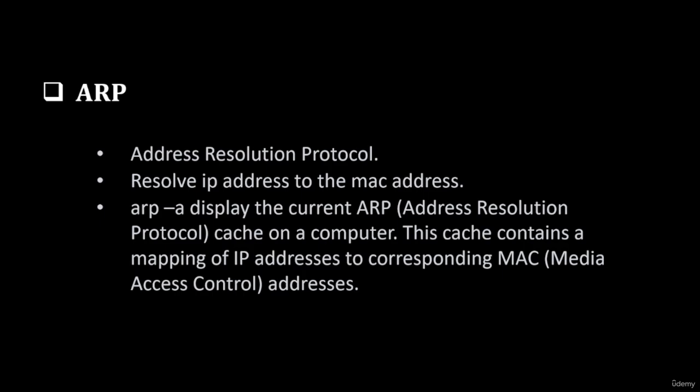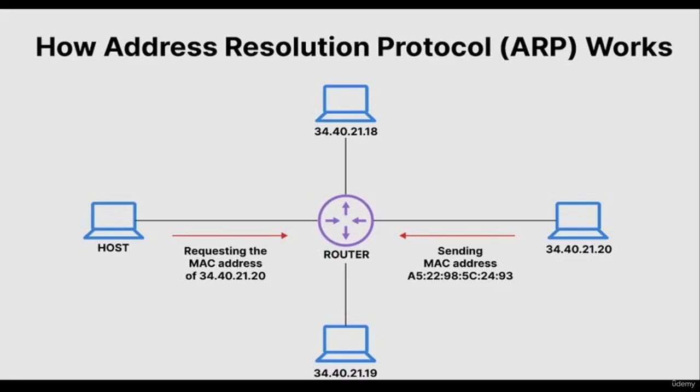So guys, whenever a device wants to communicate with another device on a local area network, it needs a MAC address. Okay, so let's see how this ARP works. Imagine this scenario with device A and device B. So think this is device A and this is device B.